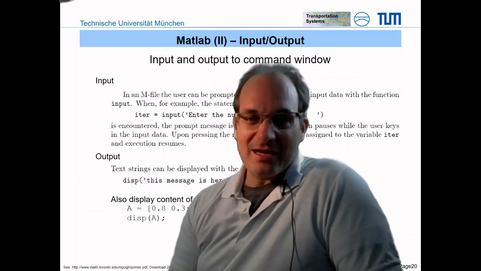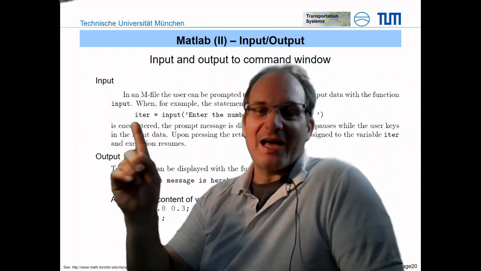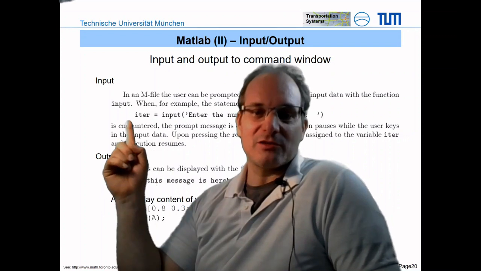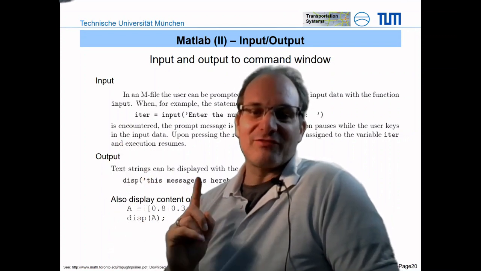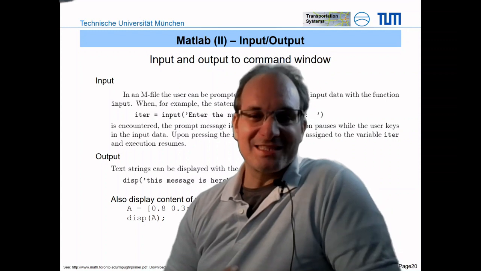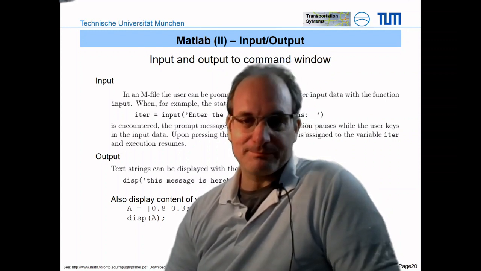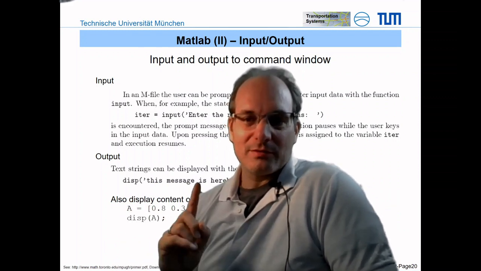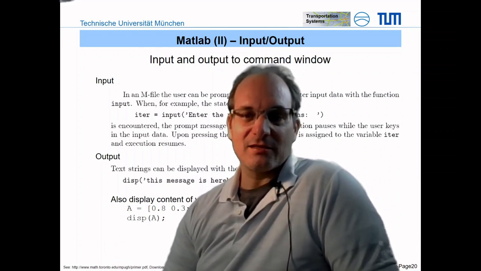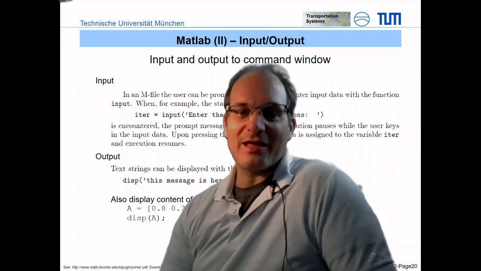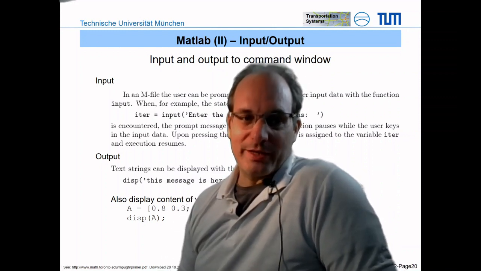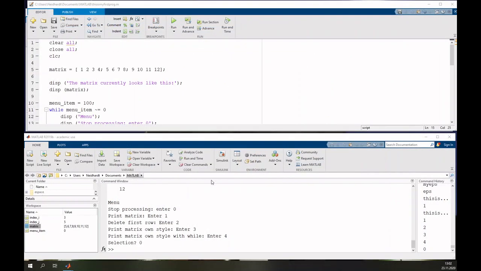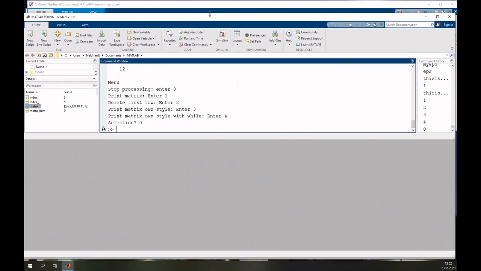It's just a repeating of what you already know. So we have input with a prompt, we get the result. You already know this. We also have disp, which prints the text or the content of a matrix. In this case, if you want to mix up text and numbers, you have to go another way. You have to do the following. You have to use num2str.